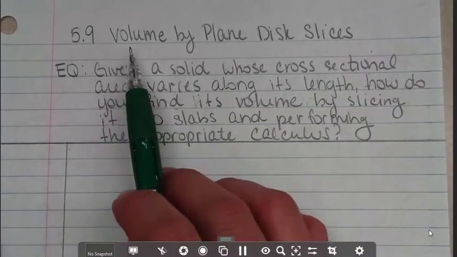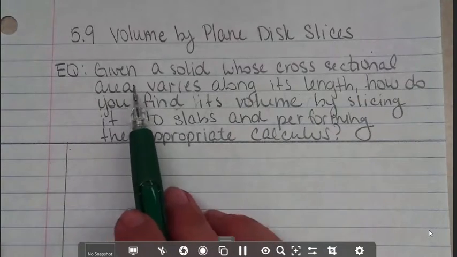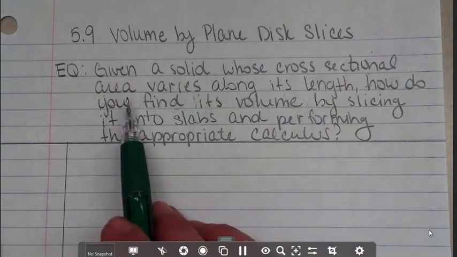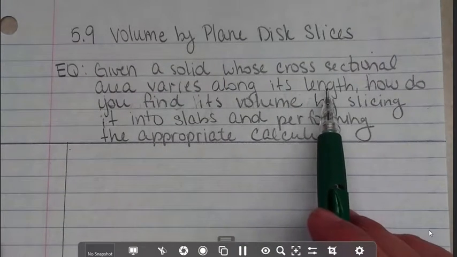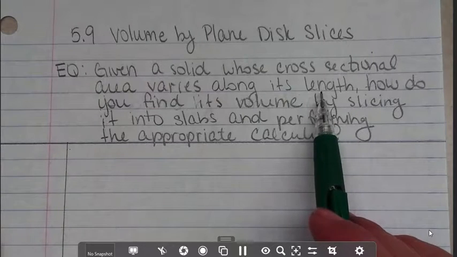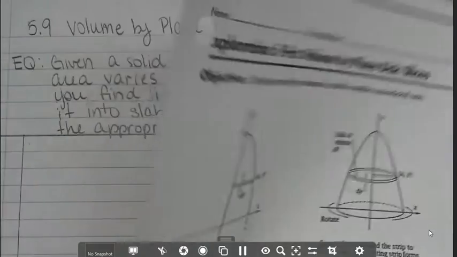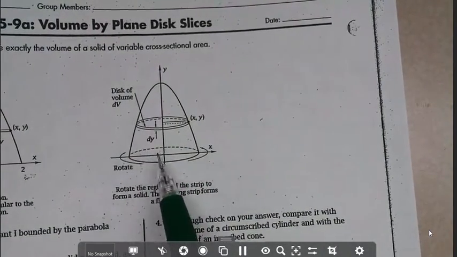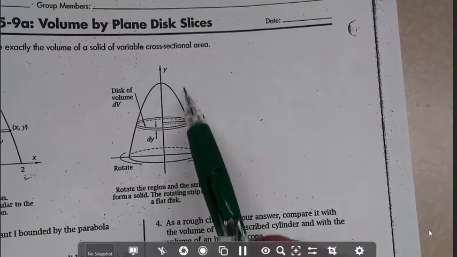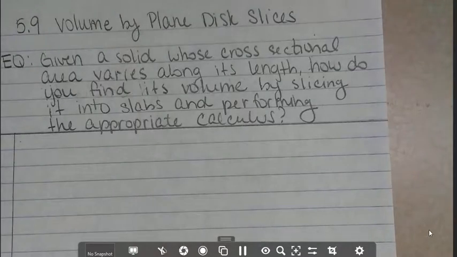Section 5.9 is volume by plane disk slices. Your essential question: given a solid whose cross-sectional area varies along its length, meaning it's not just a rectangle, a block, or a cube, but something that looks like what we're going to do today, this cross-section is going to end up varying. Its height is going to vary as its length changes. That's what we're talking about.